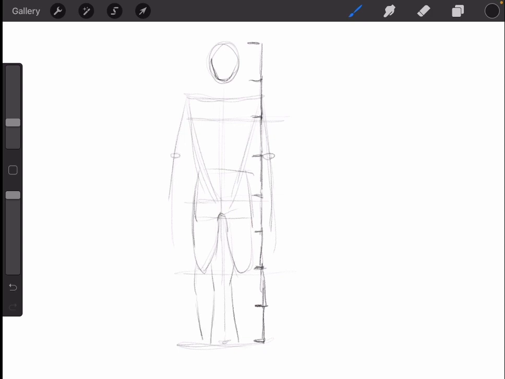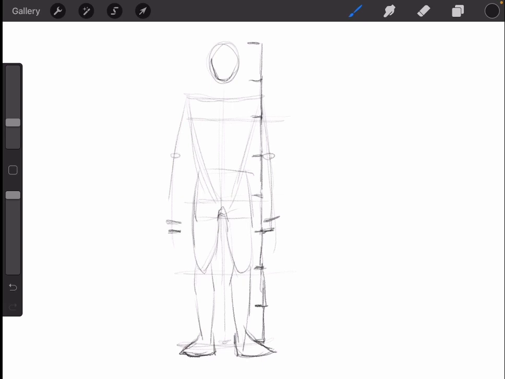Then the toes will go a little farther, because that line is just where the heels are, usually. At this angle, the toes would be a little bit lower than that. So we got this blobby dude. The fingers tend to go right about mid-thigh, so they'll be in this area.